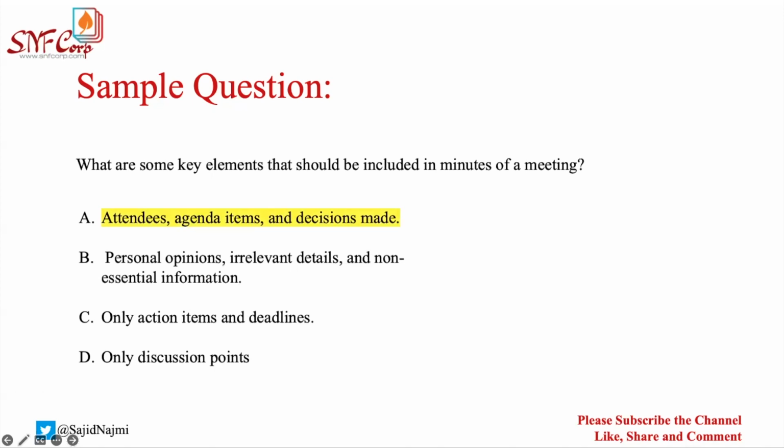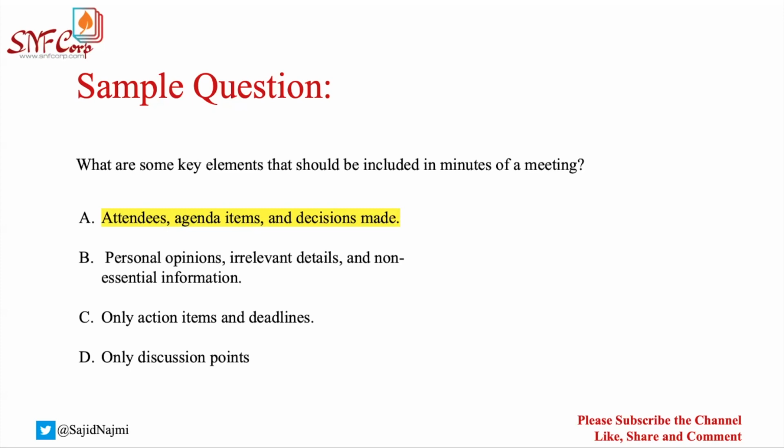Attendees, agenda items, and decisions made. You will write everything in the minutes of meeting, not only action items and deadlines. That is one of the parts of this MOM. If you have one action, you will write it. If you do not have any action, you will still write the important points that you have discussed, along with who the attendees are, what the agenda is, and any decisions that you have made. So you will write everything here.